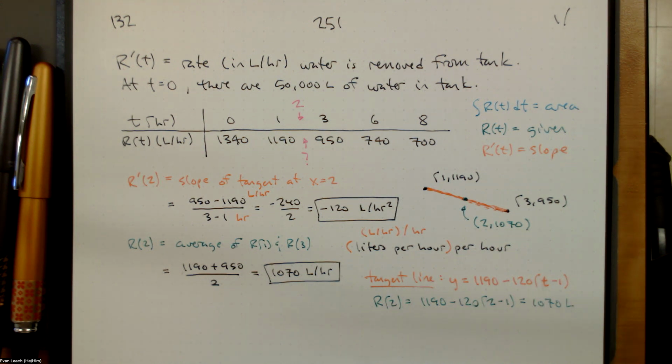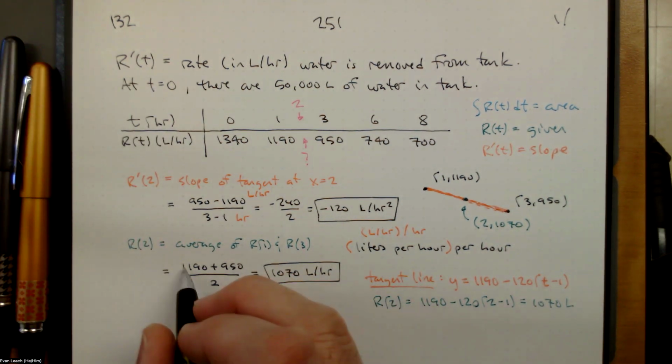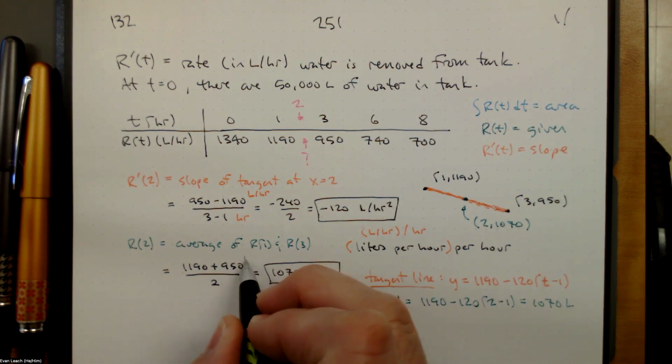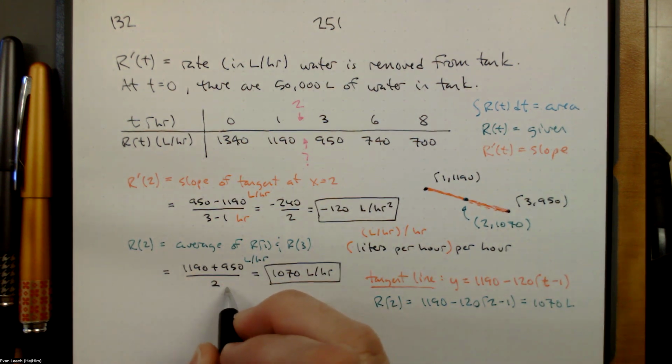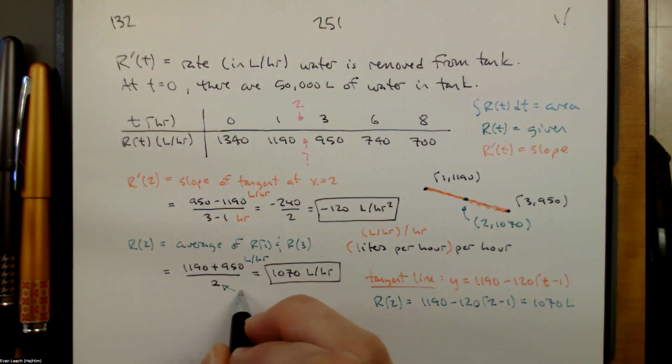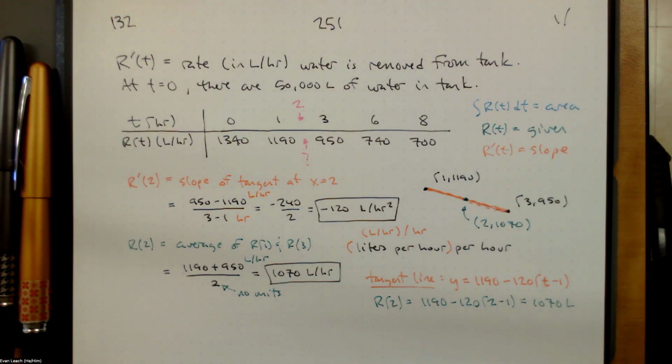Also, since R of 2 is just filling in a value that should appear in the table, the unit should be liters per hour. Notice that the units of 1190 and the 950 are still liters per hour. There are no units on the 2 because that's just saying add these two numbers and divide by the two numbers. So the 2 is not 2 hours. This is just no units. That's just saying there are two values that we're finding the average of, and that's how we're finding the average.